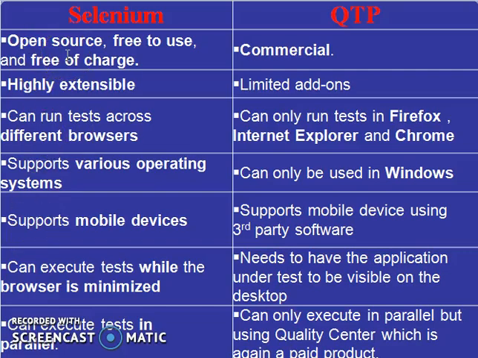So we discussed the first difference in Selenium: it is open source, free to use, and free of charge. Anybody can download it, anybody can modify the Selenium code, and you can use it. But if you compare with the QTP tool, it is commercial, and you have to pay for this.